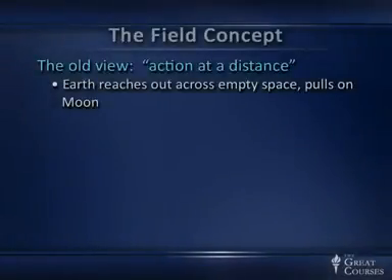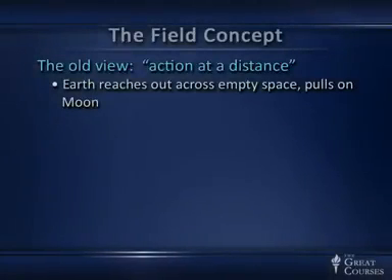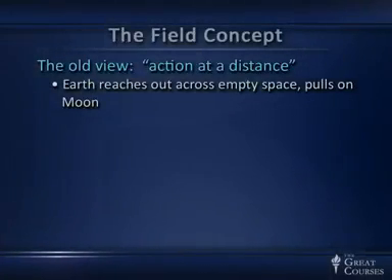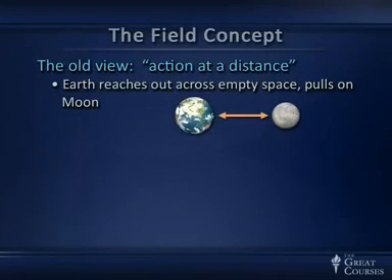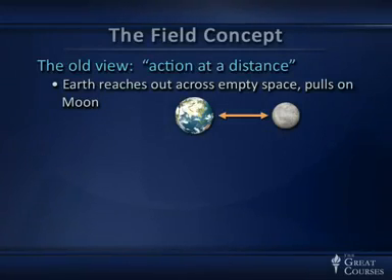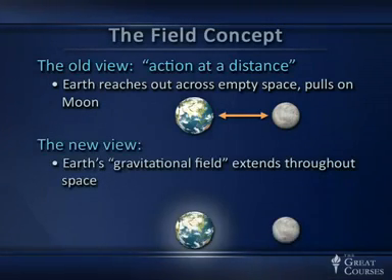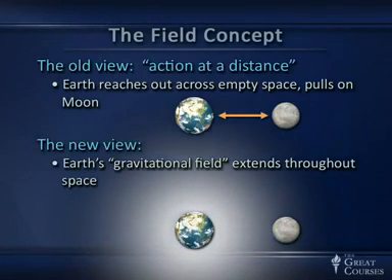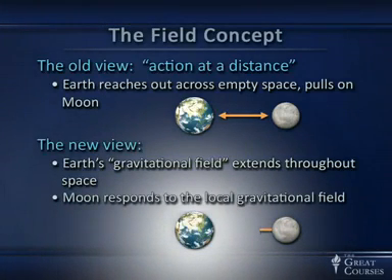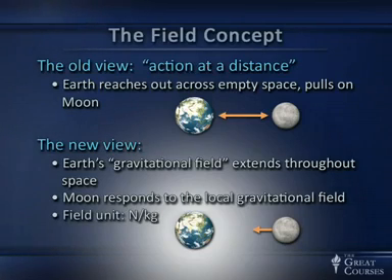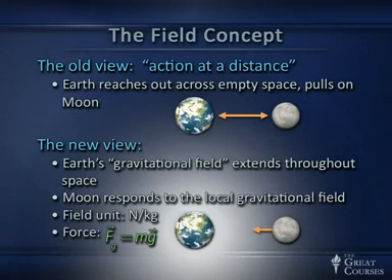So if we talk about the field concept, the old view is action at a distance. The Earth somehow, in this case I'll use the moon as an example, reaches out across empty space and pulls on the moon. So there's a picture of the Earth, there's this interaction between the two of them, obeys Newton's third law, and so forth. The two are exerting forces on each other at a distance. The new view is the field view. In the field view, the Earth creates a gravitational field that extends throughout space, and what the moon responds to is just what's going on in its immediate local vicinity. The field unit, again, is newtons per kilogram, the amount of force per unit of mass we put there. The force is therefore the mass times the gravitational field.